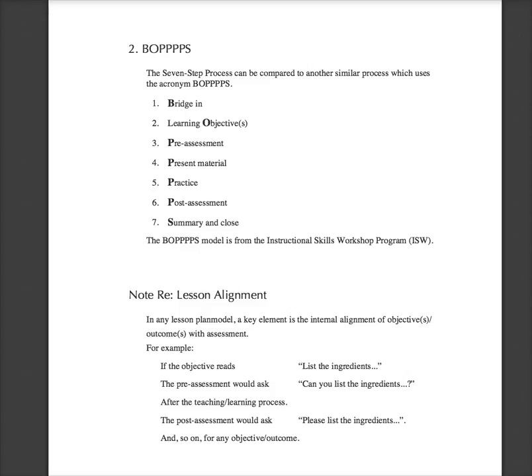This is a pretty standard lesson plan. You'll notice that it follows very closely the 7 elements of great lessons that I described in an earlier video. First is the bridge in, or where you gain attention, the learning, stating the learning objective, and then you pre-assess learners to find out what their prior knowledge is. You present material and give students an opportunity to practice. Then you post-assess students and summarize and close the lesson.